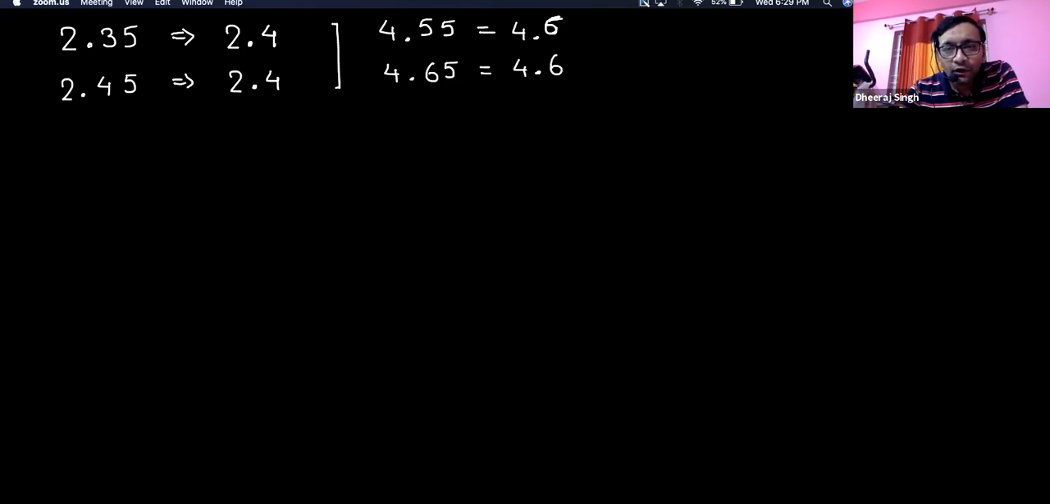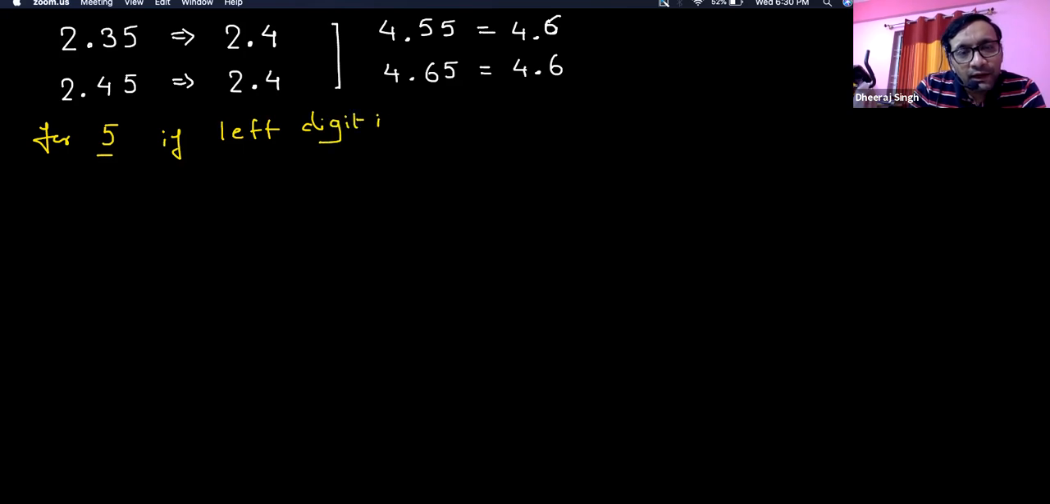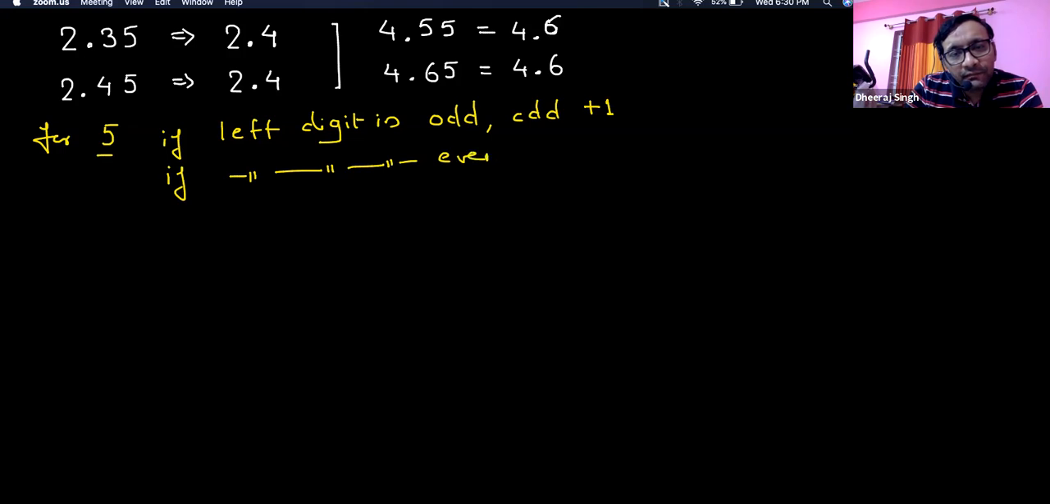So the rule for number 5 is, if the left digit is odd, add 1 to it. But if the digit on the left is even, you drop it, without increasing it by 1.